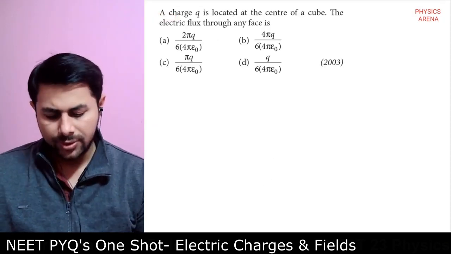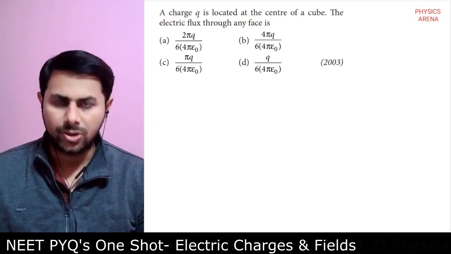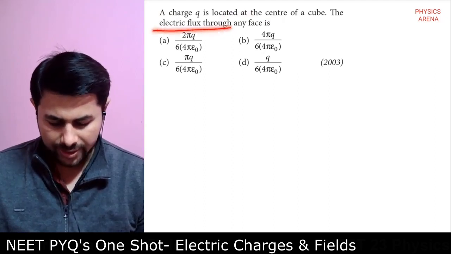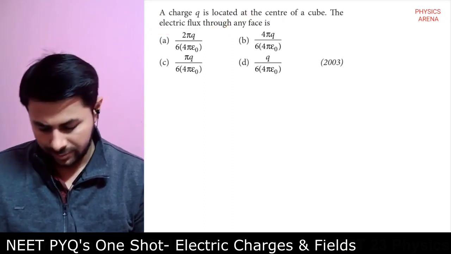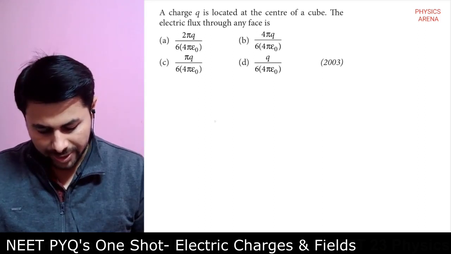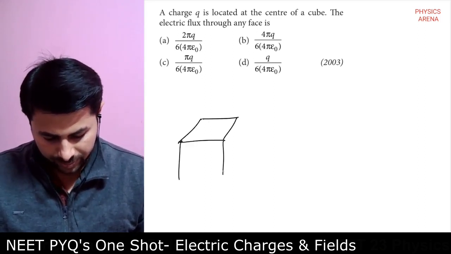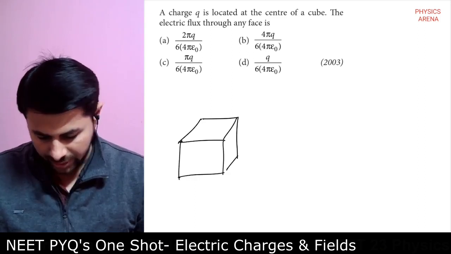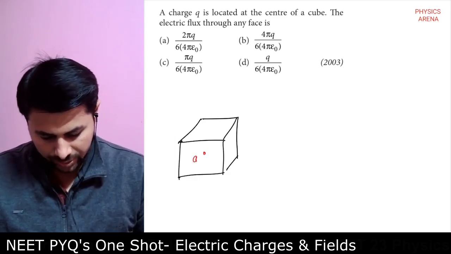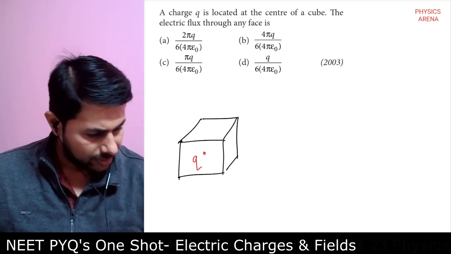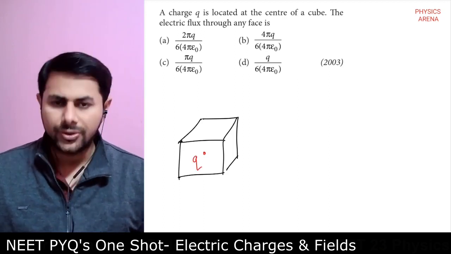A charge q is located at the center of a cube. The electric flux through any faces. So you keep charge q at the center of a cube. The question is electric flux through any surfaces. Okay. So this is simple.